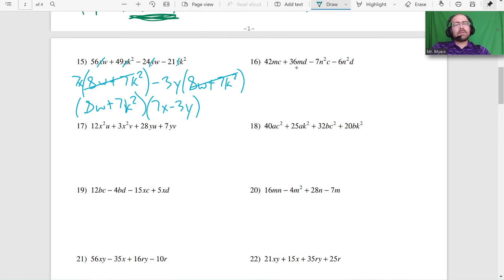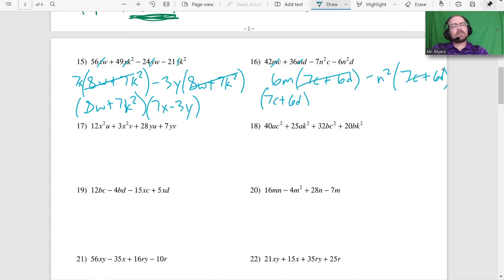All right? 42, 36, they both divide by 6. And I can get an m to come out as well. So that's 7c plus 6d. Then over here I got minus. 7 and 6 don't have anything in common. N squared. Minus n squared. So I'd have 7c plus 6d. Yep. All right, 7c plus 6d. 6m minus n squared.